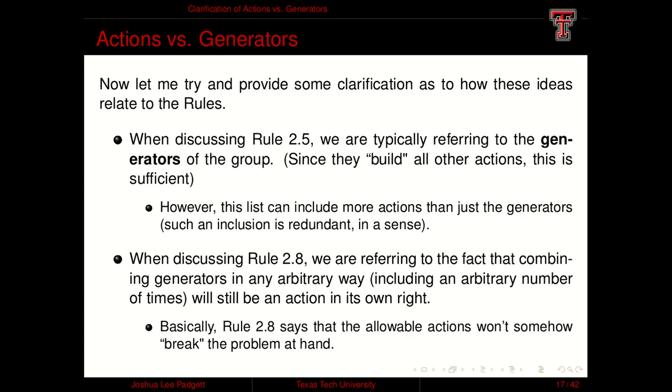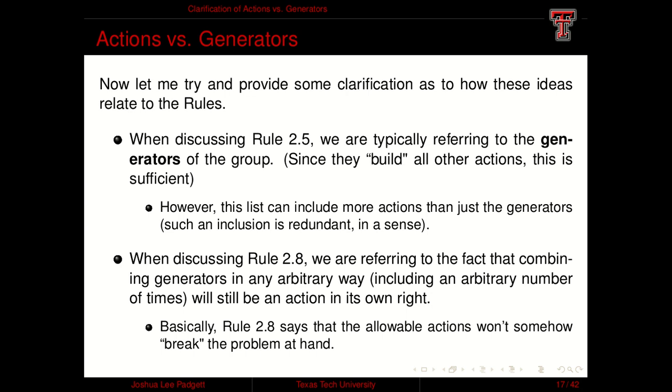All right. So how does this relate to rules? Well, when discussing Rule 2.5, we're typically referring to the generators of the group. Since they build all other actions, this is sufficient. And like I said earlier, it is possible that the list contains more information, but it will be redundant if that is the case.